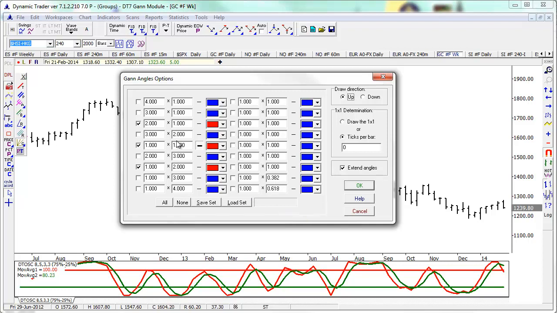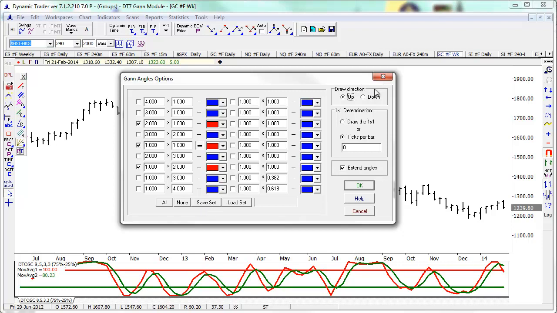And if you create a certain setup here with checking off a certain number of angles and whether the lines are thick or thin and what color they are, we have the conventional save that as a set if you'd like. And we've talked about that in many of the other videos, so we don't need to go through that again.